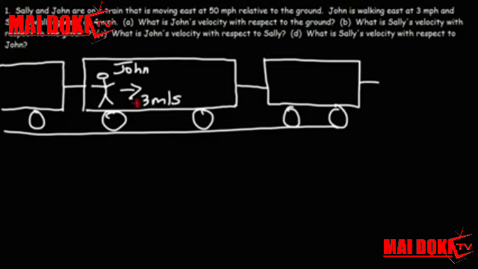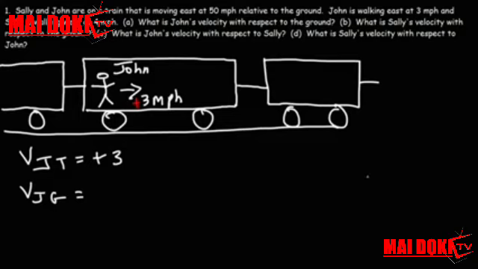So we could say that John's velocity relative to the train is positive 3 meters per second, or rather miles per hour. Let's fix that. But what is his velocity relative to the ground? So an observer who is standing on the ground, what does he see?